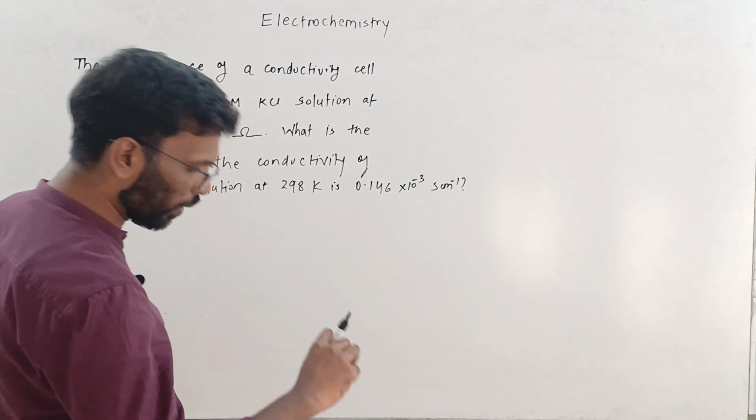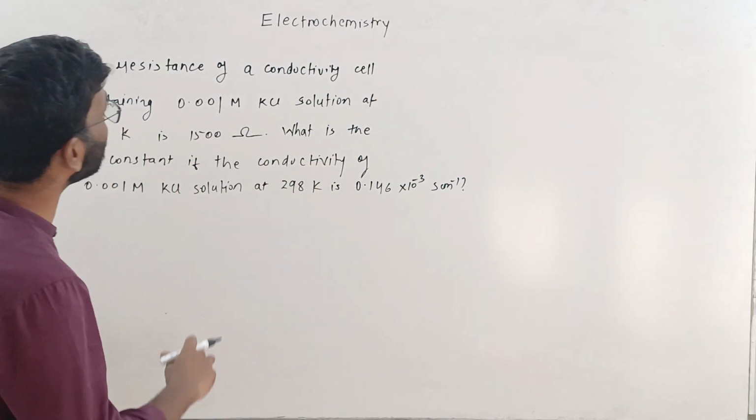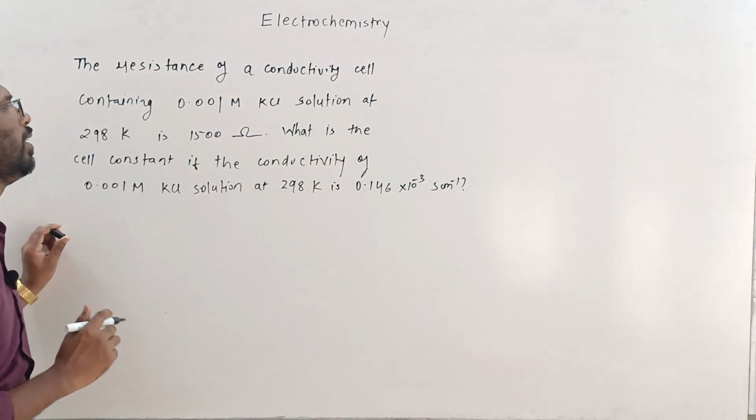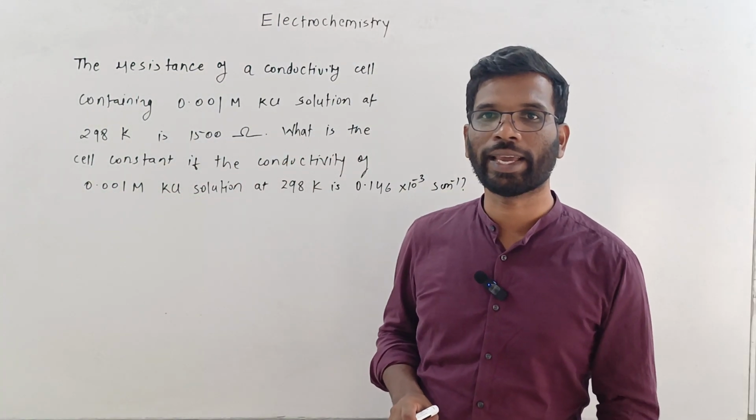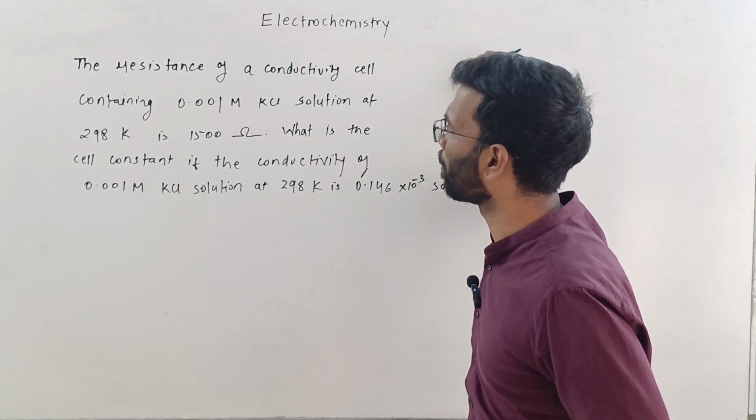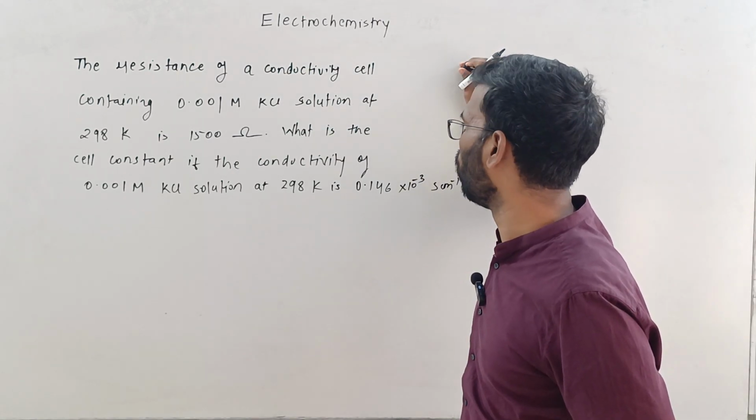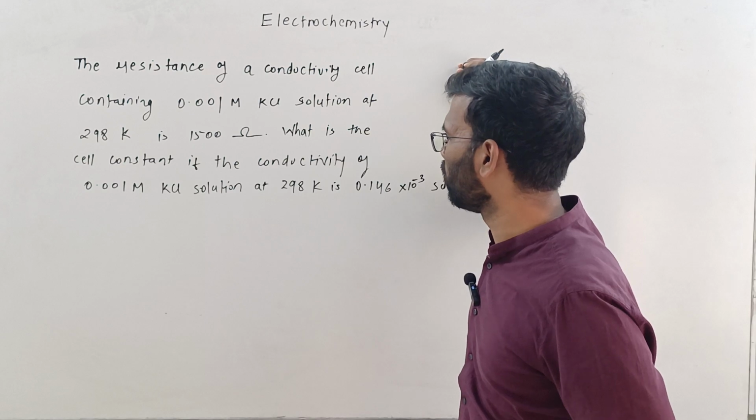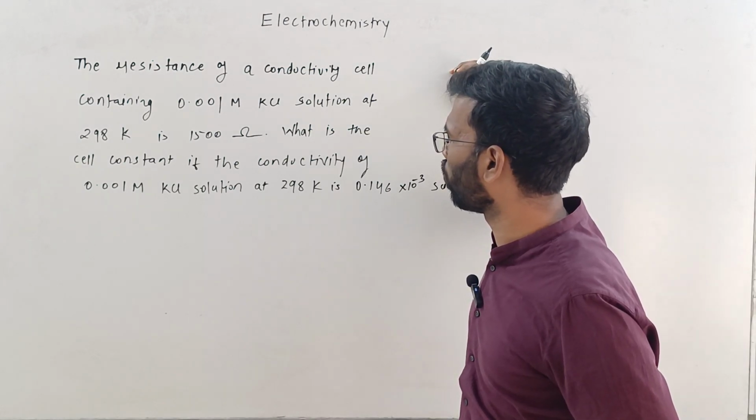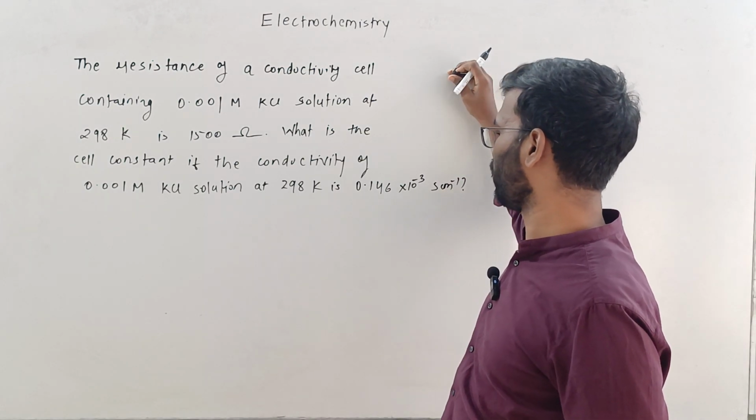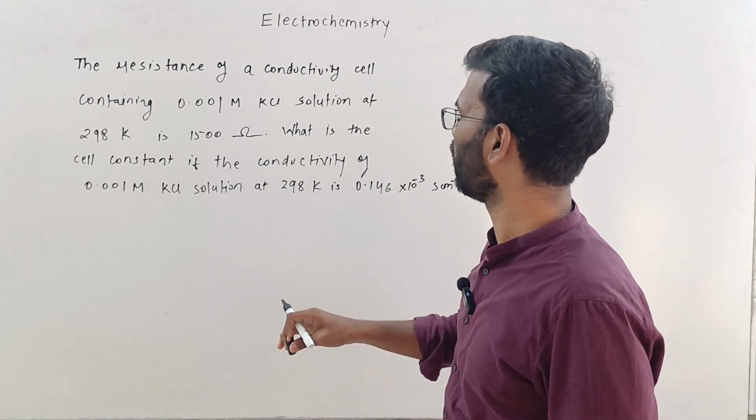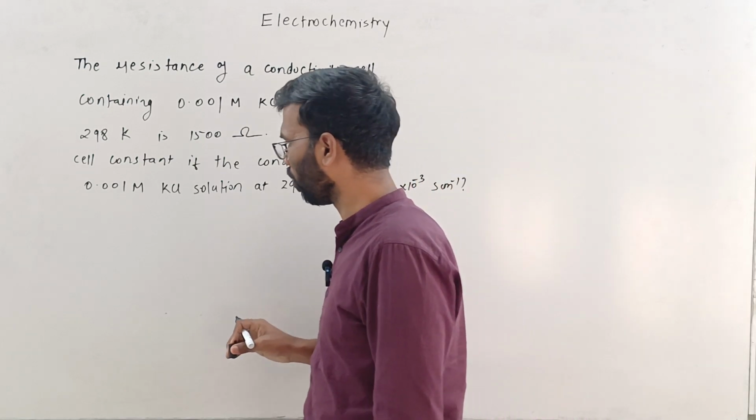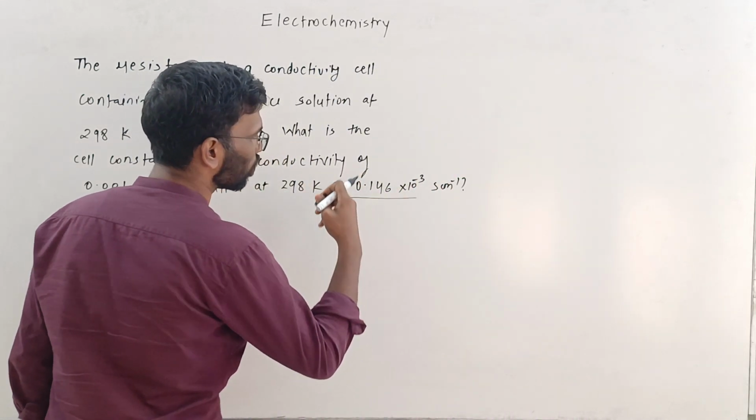So the question asked over here is: the resistance of the conductivity cell containing 0.01 molar KCl solution at 298 Kelvin is 1500 ohm. What is the cell constant if the conductivity of 0.001 molar KCl solution at 298 Kelvin is this?